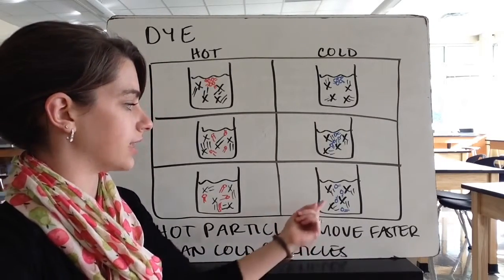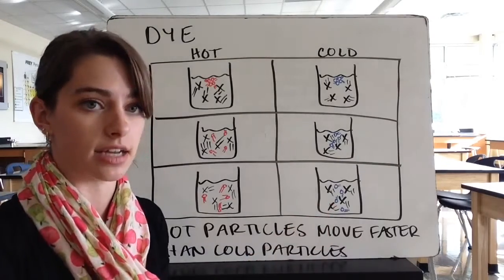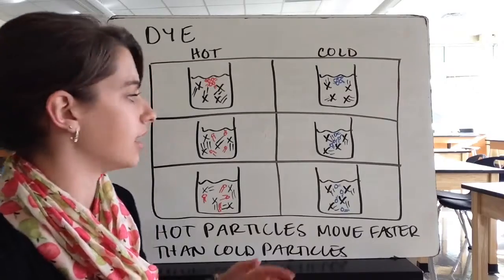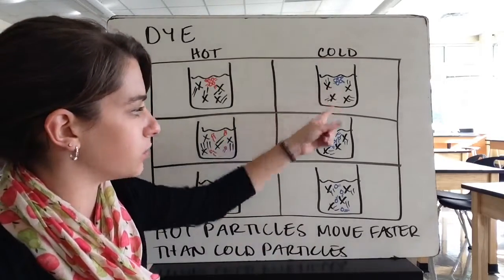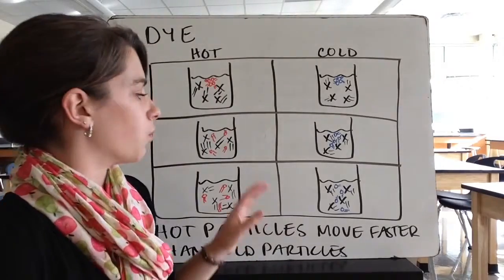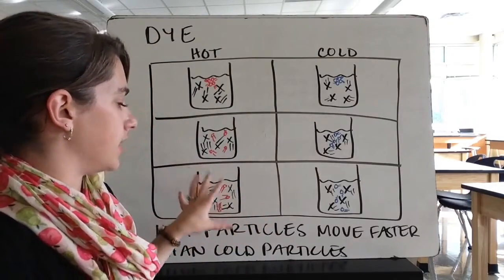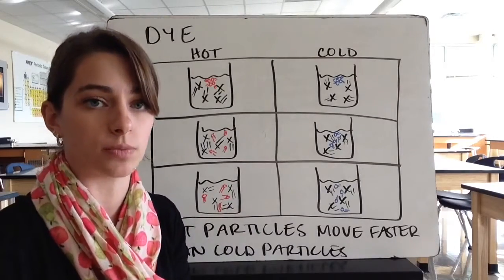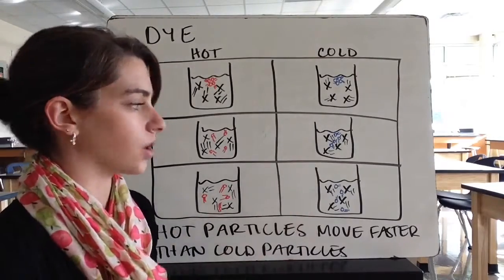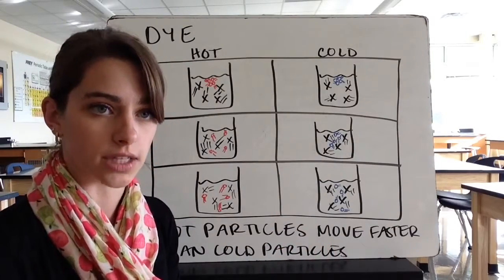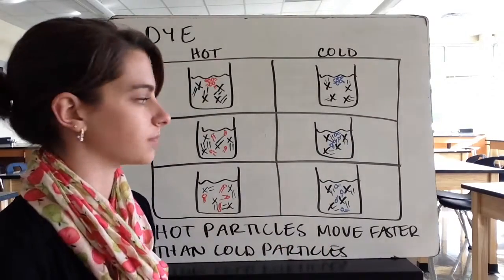First we had to show that there were water particles. Those are the X's in all of the beakers because we have water. We also have to show something for the dye. So in this case, in the cold one, I drew blue circles, and in the hot one, I drew red circles. We talked about in the hot beaker, the water particles are moving quickly because they're warm, and hot particles move faster than cold particles. In the cold beaker, our water particles are moving more slowly because they're cold. They don't move as quickly.